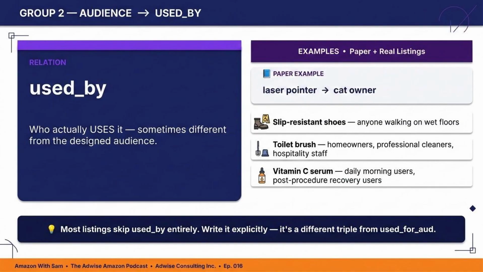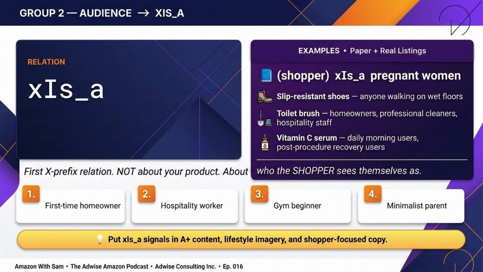Write it explicitly. First, the X prefix relation, not about your product, about the buyer's identity. Third, the audience relation, and this is the first time the X prefix shows up. X is a: the X means shopper side, not about your product, about the buyer, the identity they see themselves as. The paper uses pregnant women as an example, but X is a covers identities like first-time homeowner, hospitality worker, gym beginner, minimalist parent. This is not demographics, it's identity. A shopper might be a 35-year-old woman demographically, but X is a first-time homeowner. That's a search intent Cosmo can match.